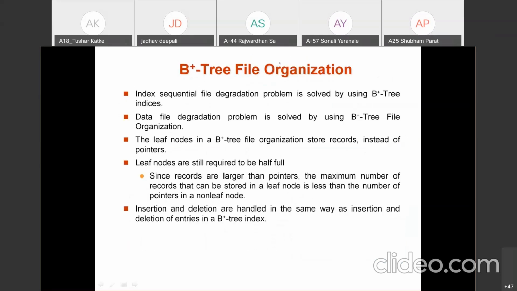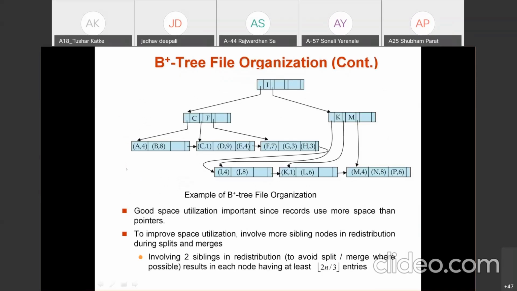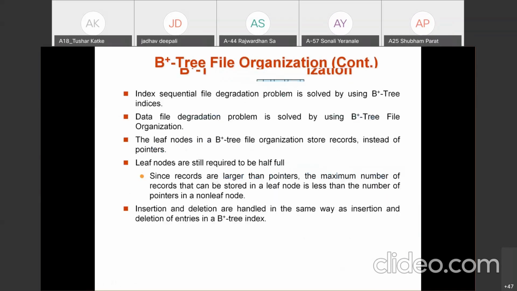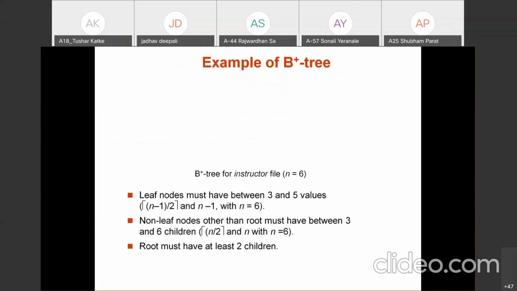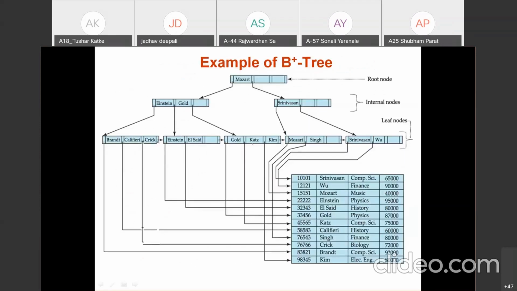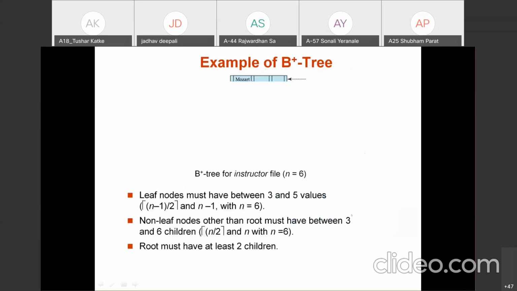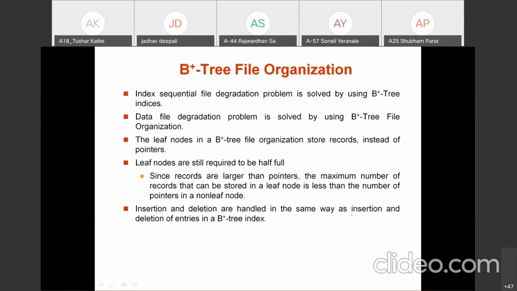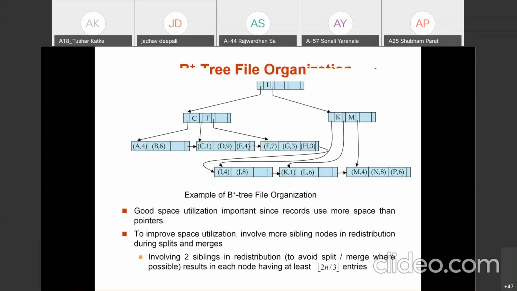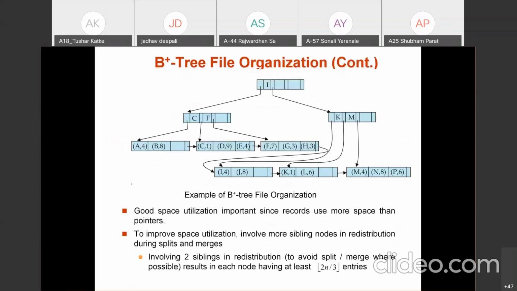Now B plus tree file organization. In B plus tree file organization, the nodes themselves consist of the records. Leaf nodes consist of the records. Here see the records are separate, and the pointer points to that particular record from the leaf node. In B plus tree file organization, the leaf node contains the record itself. It is shown here with a simple example, not a big example.